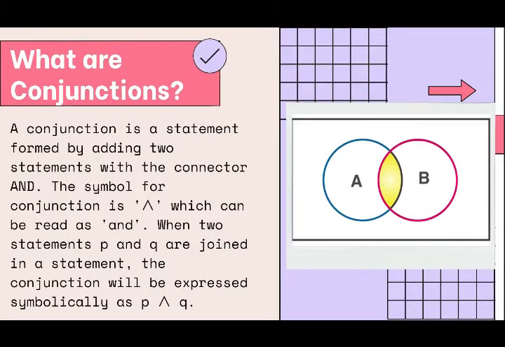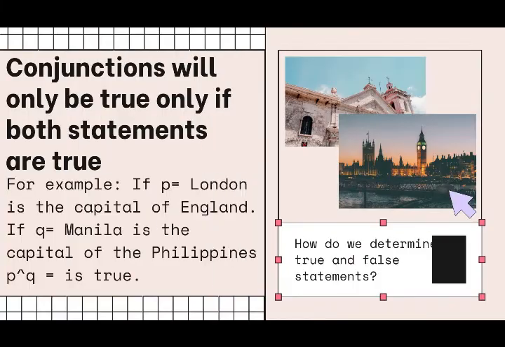Now, what are conjunctions? A conjunction is a statement formed by adding two or more statements with a connector and. The symbol for conjunction is an upper triangle which can be read as and. When two statements P and Q are joined in a statement, the conjunction will be expressed symbolically as P, upper triangle, Q. And how do we determine true and false statements? Conjunctions will be true only if both statements are true.